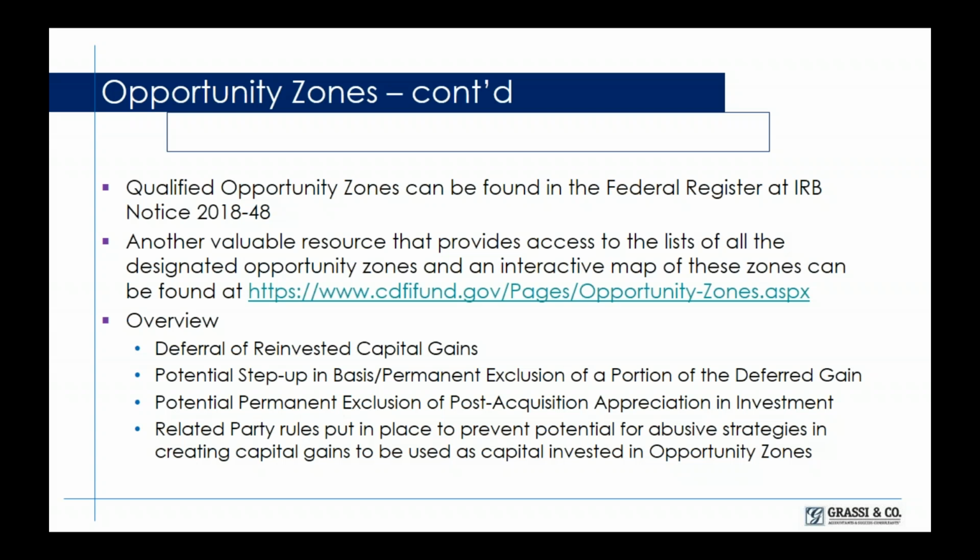Also, if you look at the slide with related parties, the investor can't sell any property to a related party. They swapped out the 50% rule for a 20% rule to generate a gain to invest into a fund.